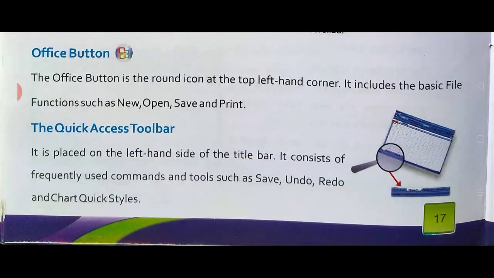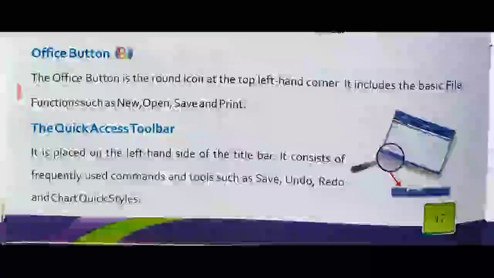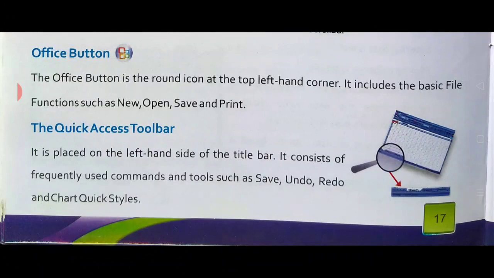Next one is the quick access toolbar. It is placed on the left hand side of the title bar. It consists of frequently used commands and tools such as save, undo, redo and chart quick styles. See, quick access toolbar means what? Where we can do our activity quickly. For example, if you want to save a document or workbook, then you can simply click on the save button from the quick access toolbar. You can also perform activities like undo, redo, etc.